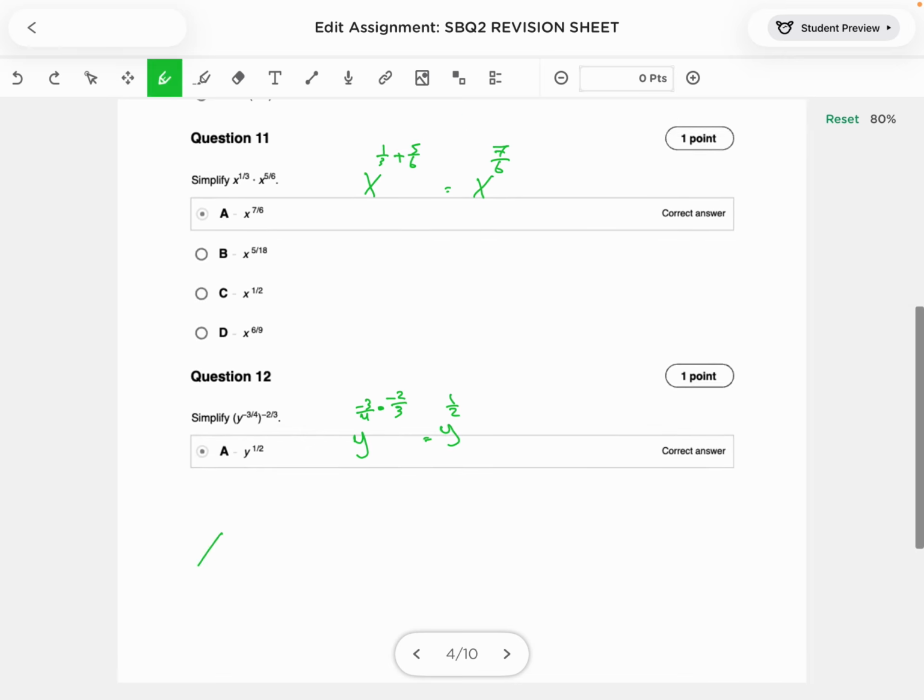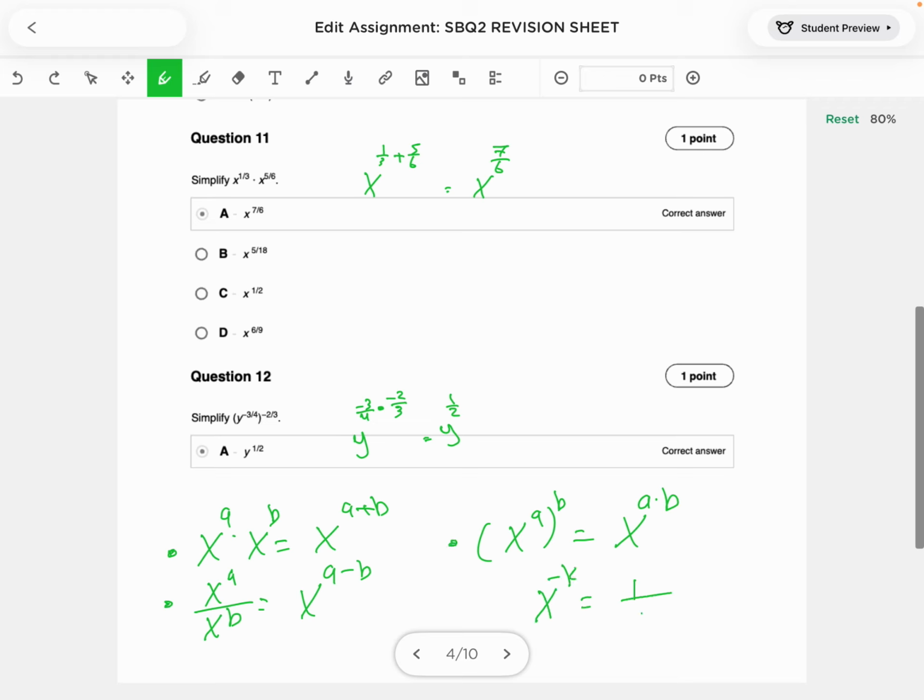x to the power a, x to the power b, we are adding. x to the power a over x to the power b, we subtract the powers. x to the power a all to the power b, we multiply the powers. These are the three main rules. If the power is negative, we reciprocate it. This is another rule.